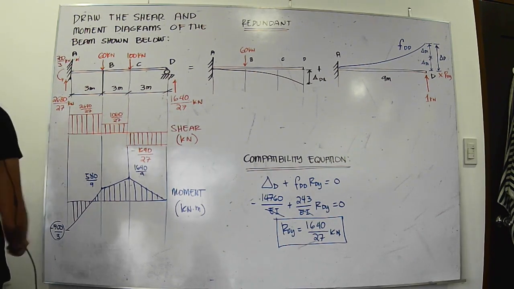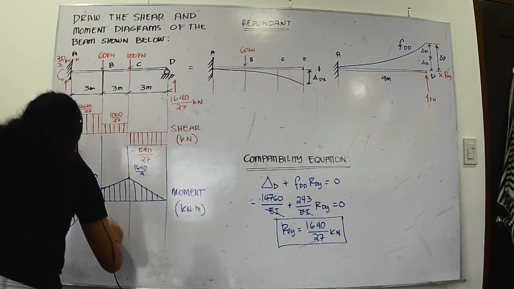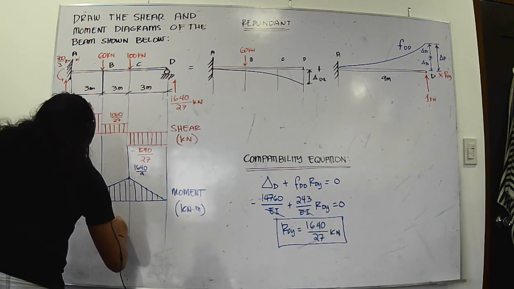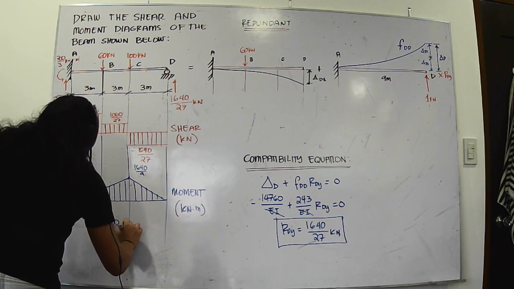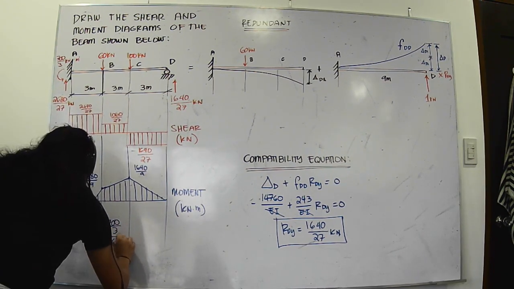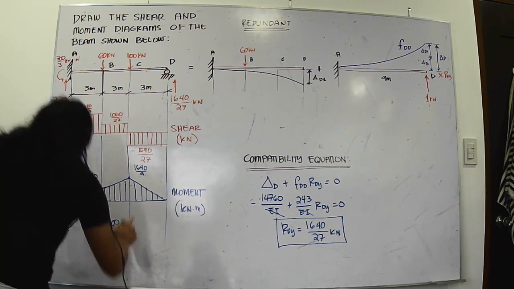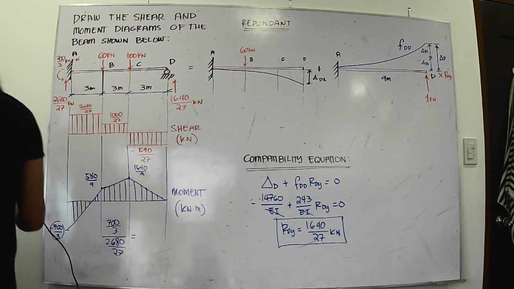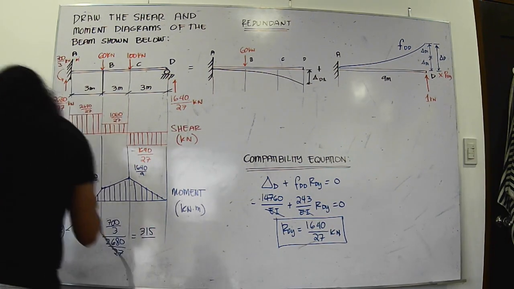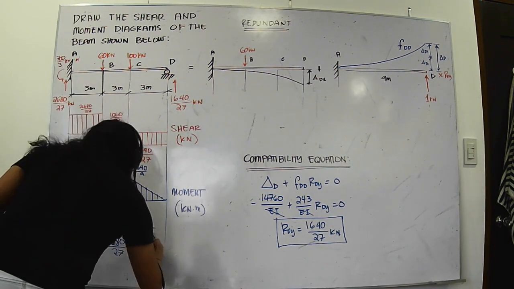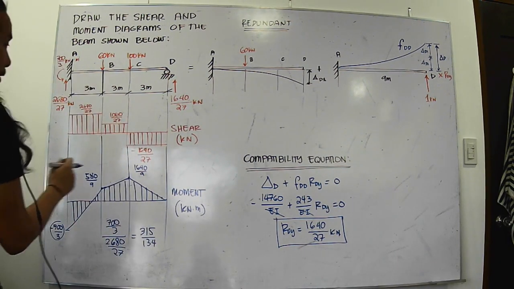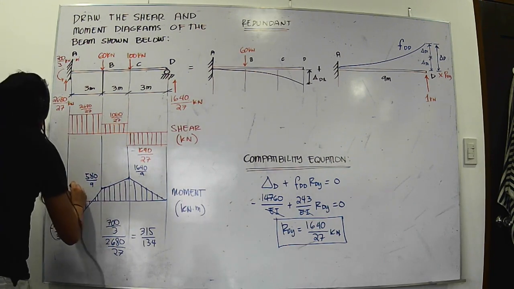Divide it by 2680 over 27. So 700 over 3 divided by 2680 over 27, that is 315 over 134, which is 2.351.